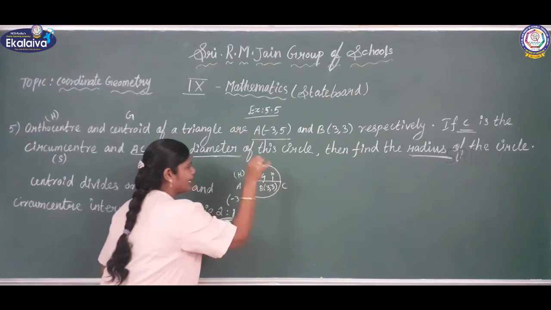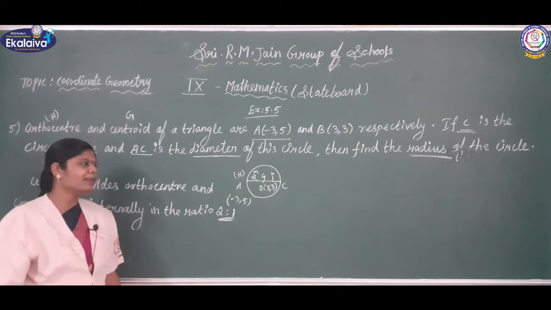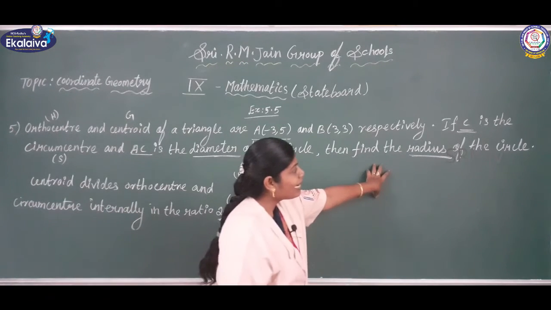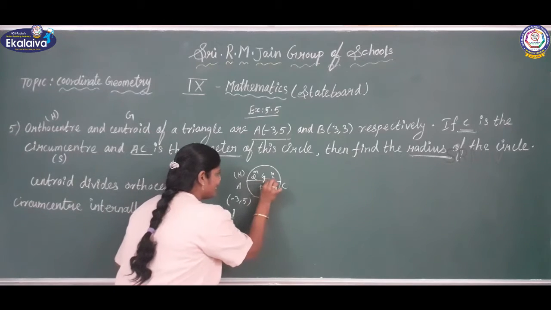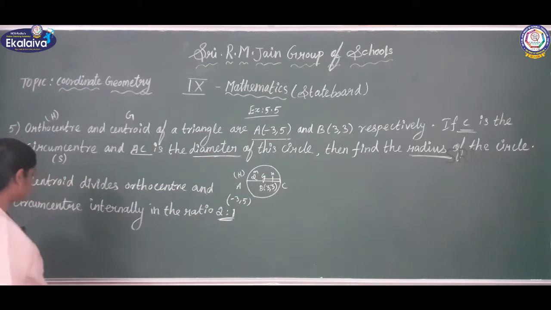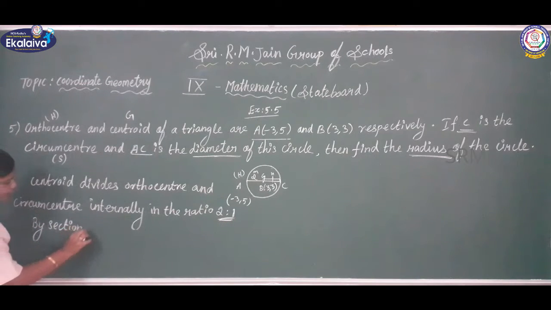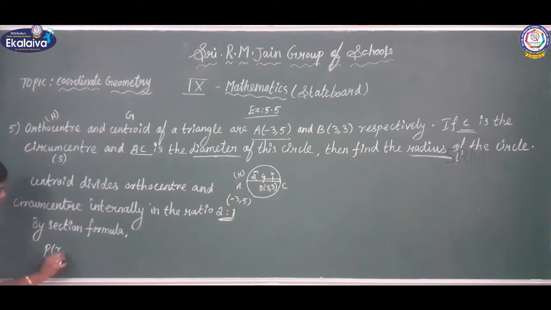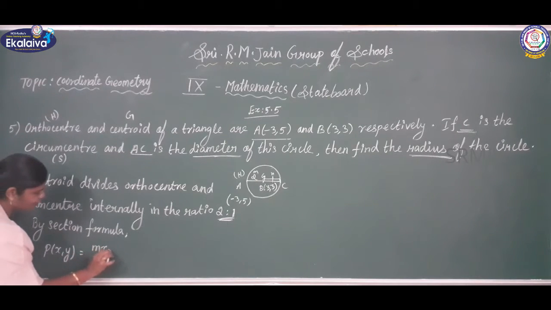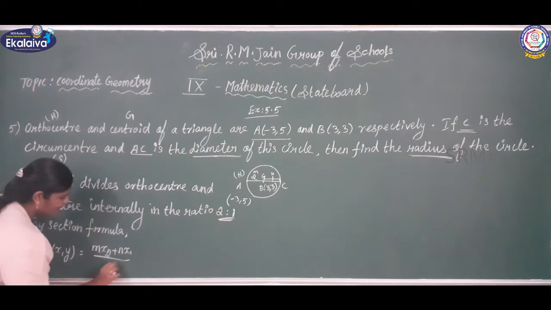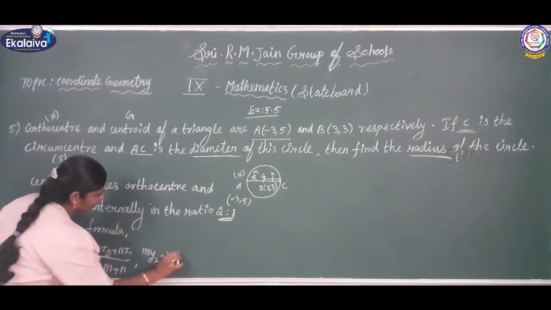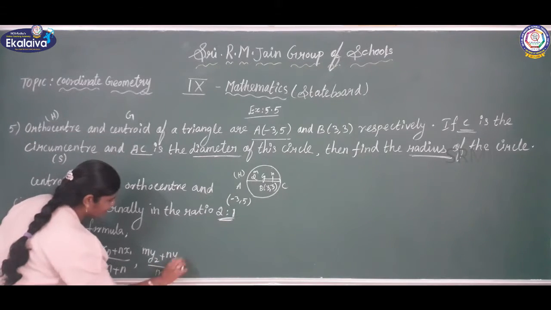This is M and N. Here we are going to use the section formula for finding the value of C. After that we need to find out the radius of the circle. So write the section formula here. The section formula: P of x comma y equal to mx2 plus nx1 by m plus n comma my2 plus ny1 by m plus n.